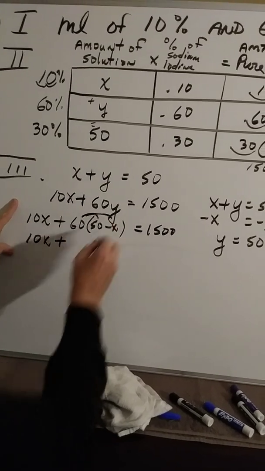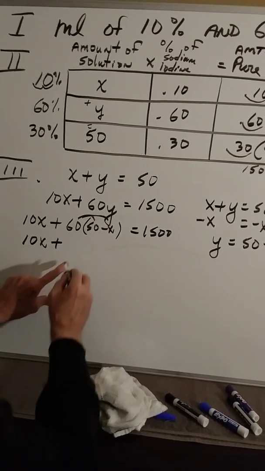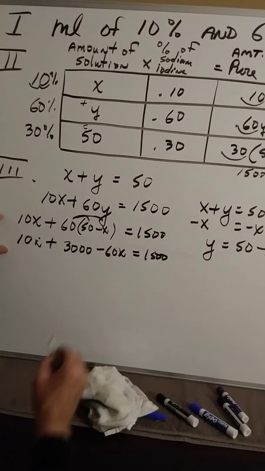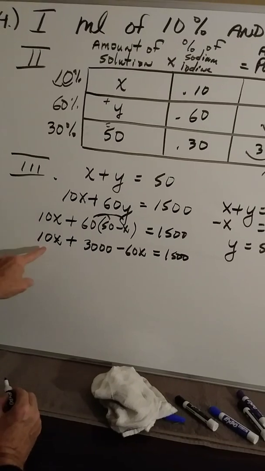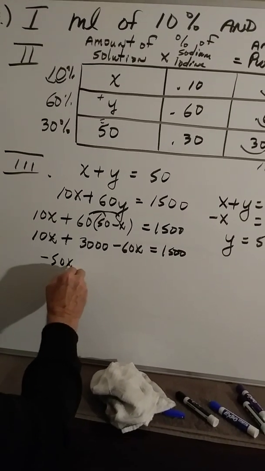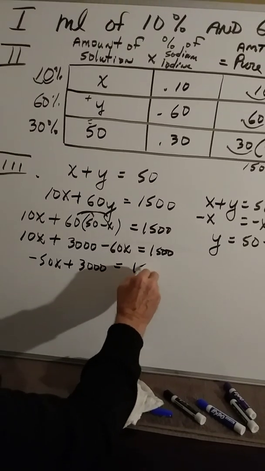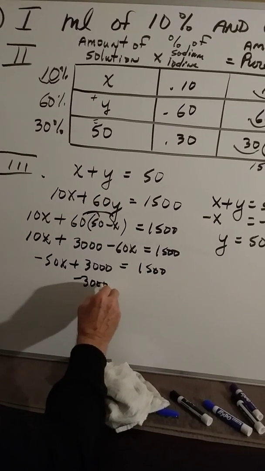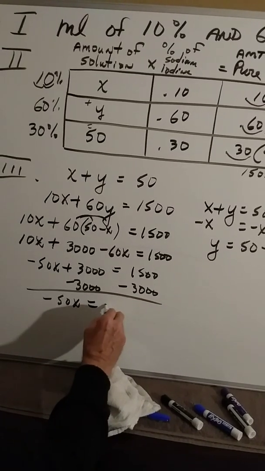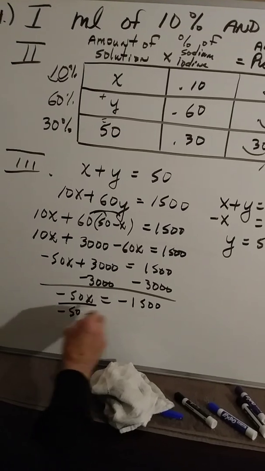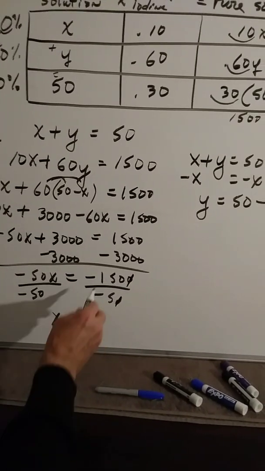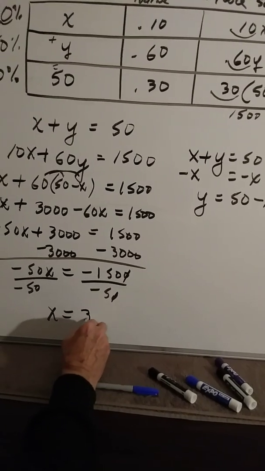10x plus, distribute, 60 times 50. Well, 6 times 5 is 30. Add on 2 zeros. Negative 60x is equal to 1500. Combine like terms. Positive 10x coupled with a negative 60. Negative 50x plus 3000 is equal to 1500. Negative 3000, negative 3000. We'll get a negative 50x is equal to a negative 1500 over negative 50 over negative 50. X is equal to, cancel out the ending zeros, 150 divided by 5 should give us 30.